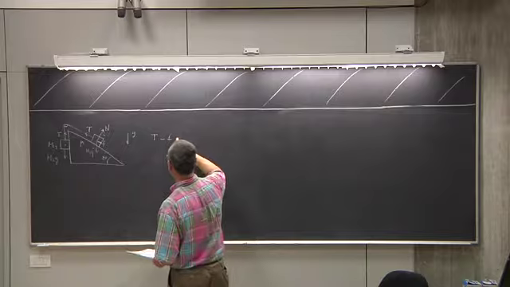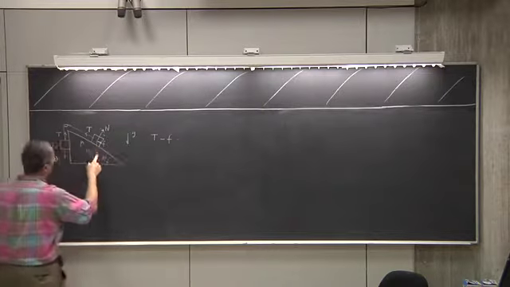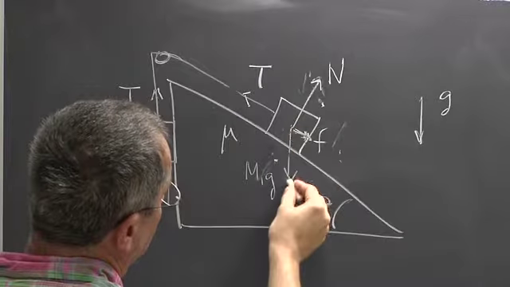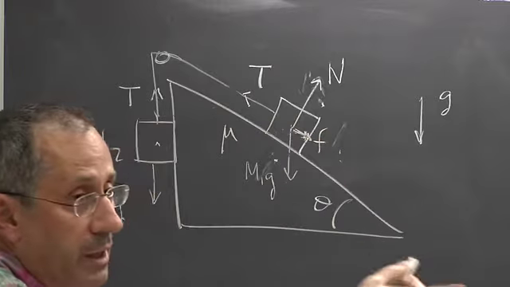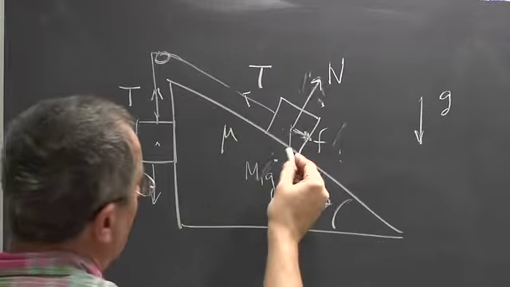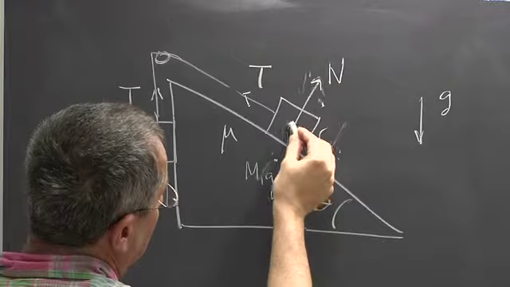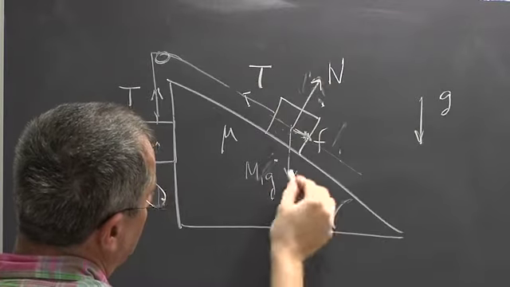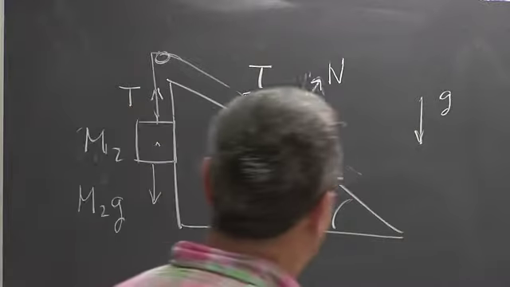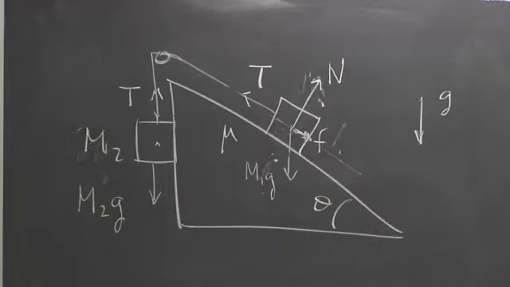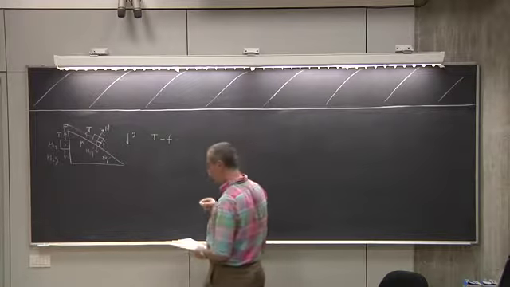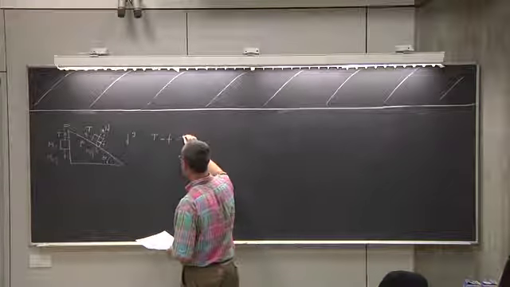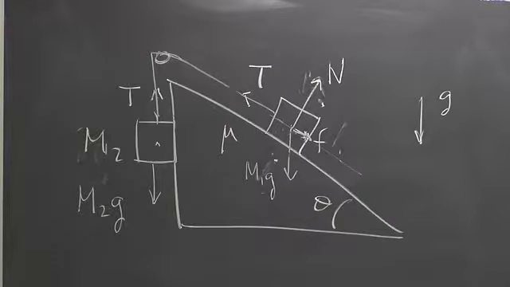And let's see, I also have what? I have gravity this way, but I have to decompose gravity into two components, right? So one component is going to be this, and the other along this line. So how big is the component of this gravitational force along this line? Well, it depends on the angle, right? And it is what? So it's m1 g times sine of theta.